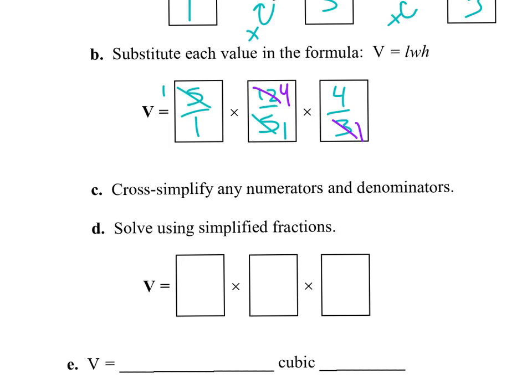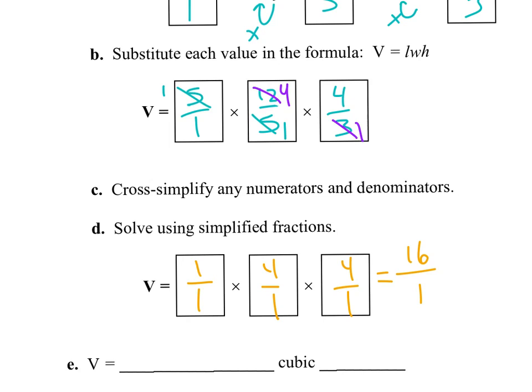For part D it says solve using the simplified fractions. So we've got 1 over 1 times 4 over 1 times 4 over 1. Now we just multiply straight across, right? So 1 times 4 is 4. 4 times 4 is 16. 1 times 1 is 1. 1 times 1 is 1.